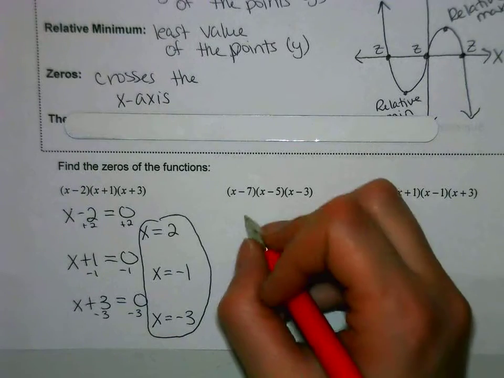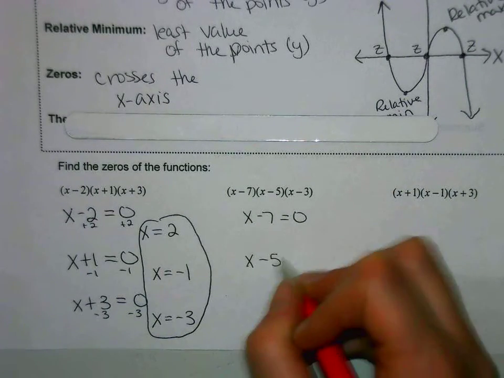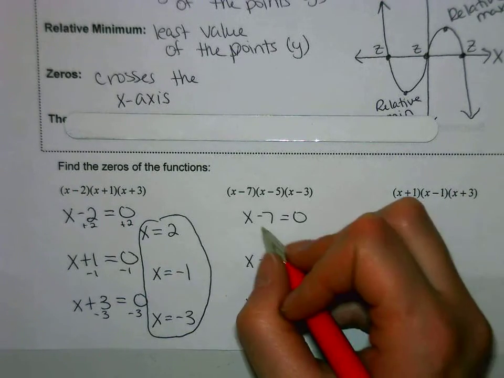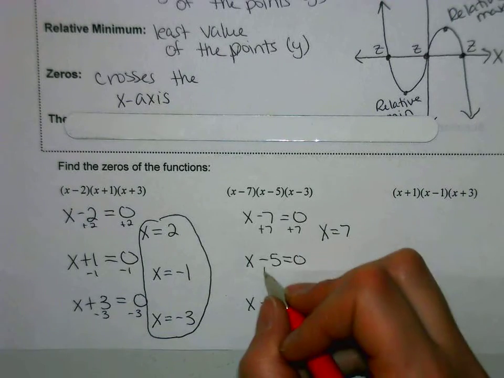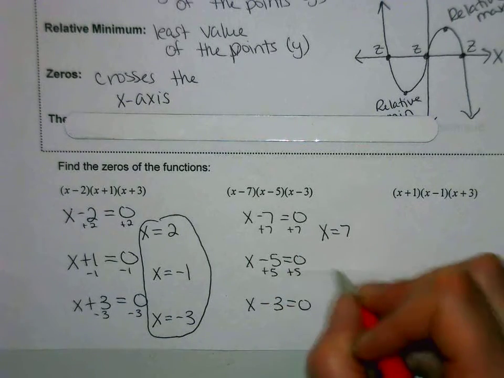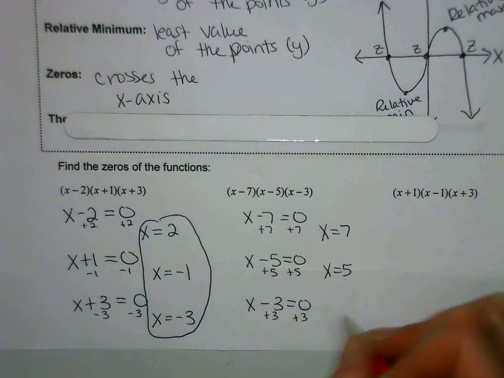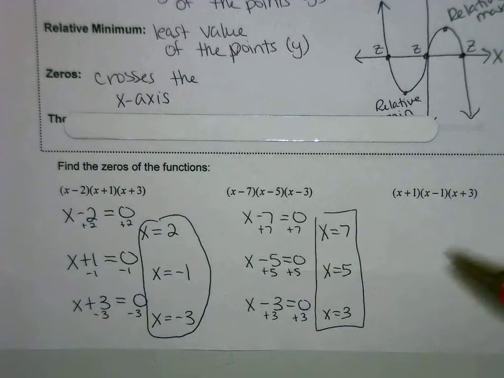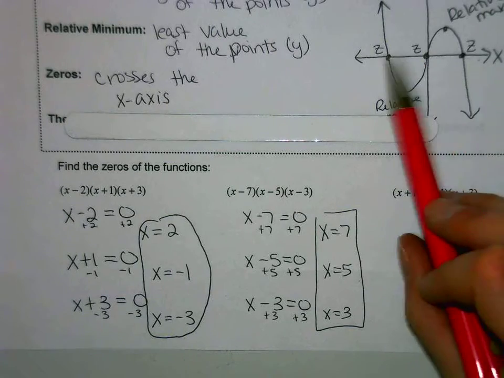Okay, let's look at this problem. x minus 7 equals 0. x minus 5 equals 0. x minus 3 equals 0. So we'd have to add 7 to both sides. So x equals 7. Add 5. x equals 5. Add 3. x equals 3. So these are our zeros, what x equals, where they would cross on the x-axis.